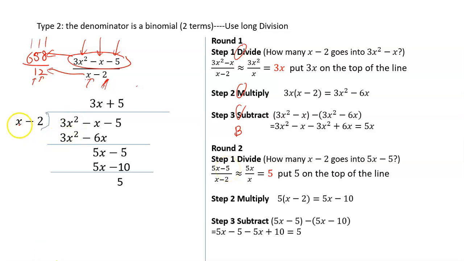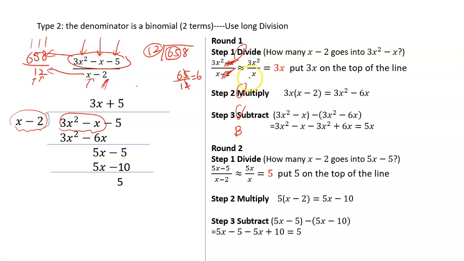So step 1, divide. Here, since we have 2 terms, we're going to also take 2 terms and divide. So we're going to divide 3x squared minus x by x minus 2. If you remember when we divided 65 by 12, it's hard to do, so we just ignore the ones digits, just treat it as 10. How many times 10 goes into 60, which is 6 times. We can do the same thing here. We can just ignore the second terms because it's very hard to do division when you have 2 terms. So we're just going to divide 3x squared by x.